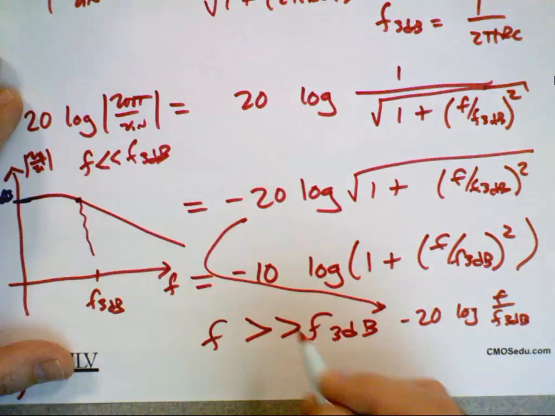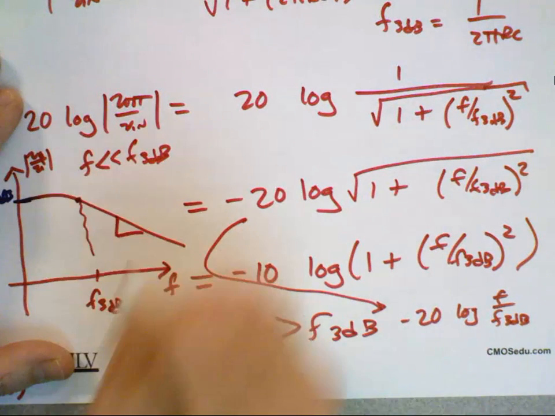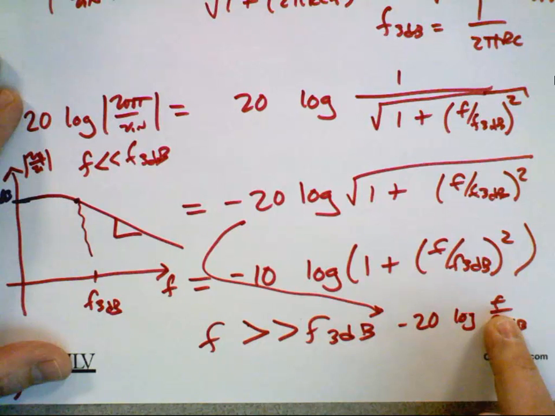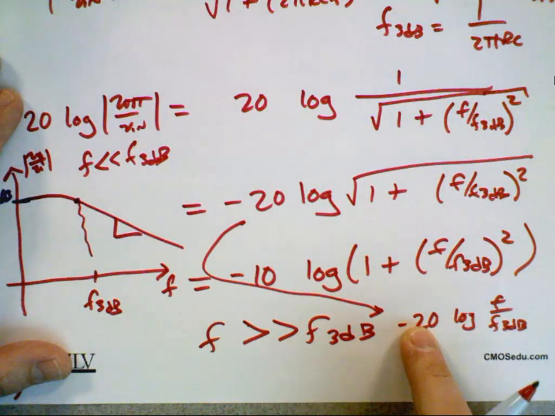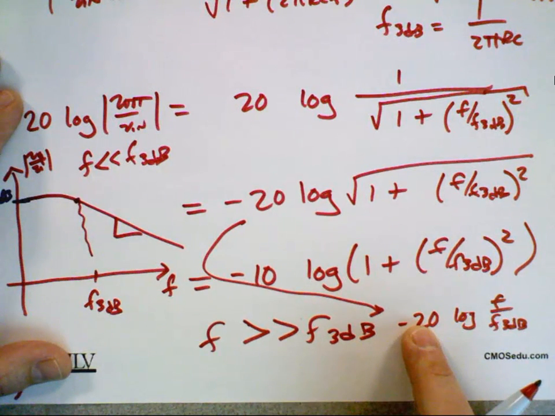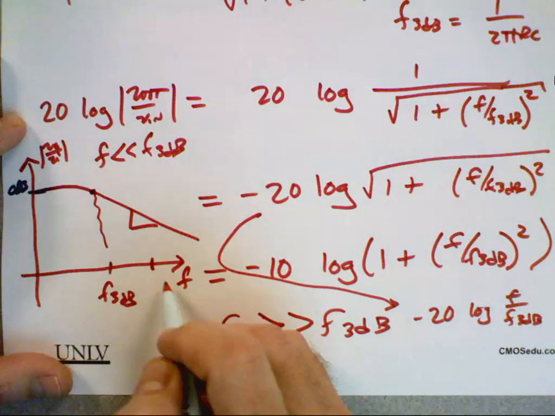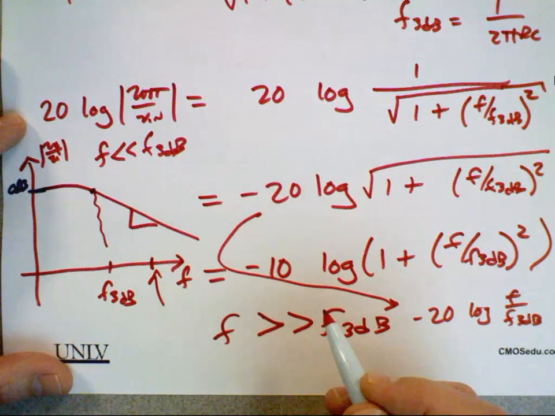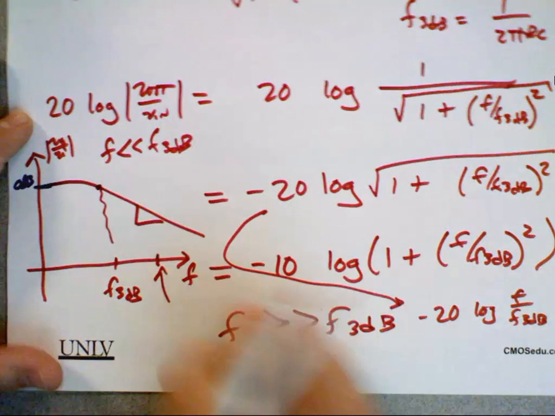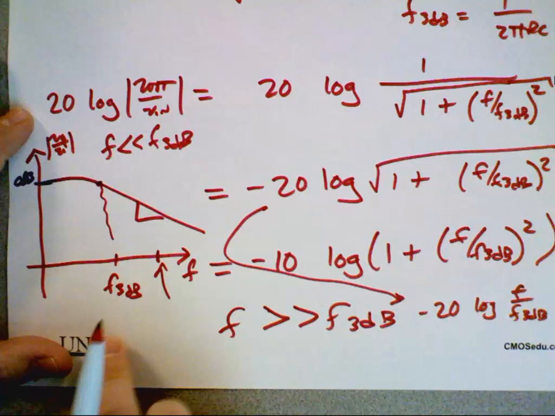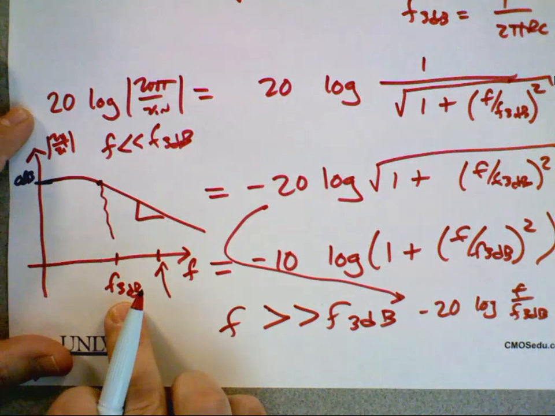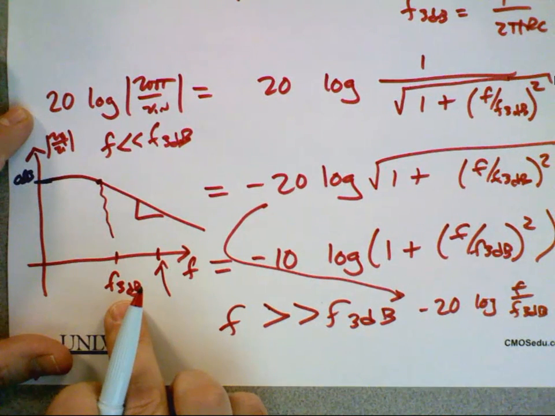And we'll do this on Monday in detail. It rolls off for every increase in 10, we get a decrease in gain. So for every increase in 10, what would be 1 decade above F3dB? I'm the king of trivial questions. What's 1 decade above F3dB? 10 F3dB.